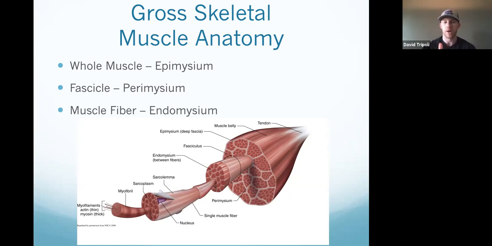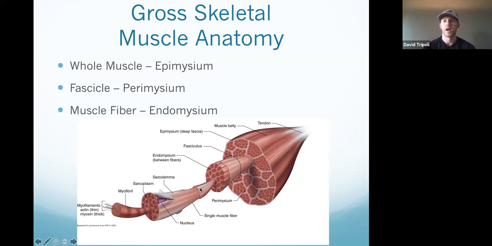The epimysium, the perimysium, and the endomysium are the tissues, or the fascia, that cover those levels of muscle. You can see the epimysium is around the whole muscle, shown here in white. Then you've got your perimysium, which is around the bundles of fibers. And then your endomysium, which is around the individual fibers that we have here.